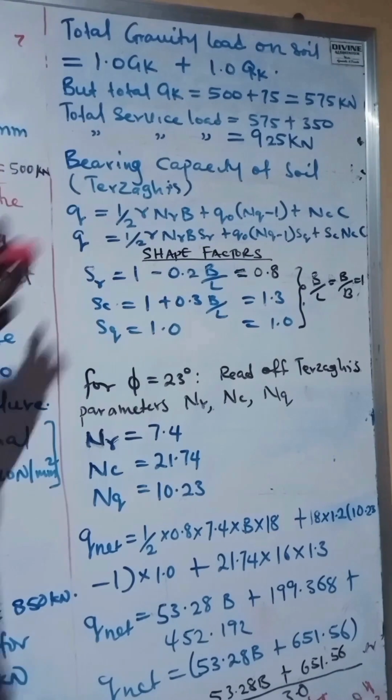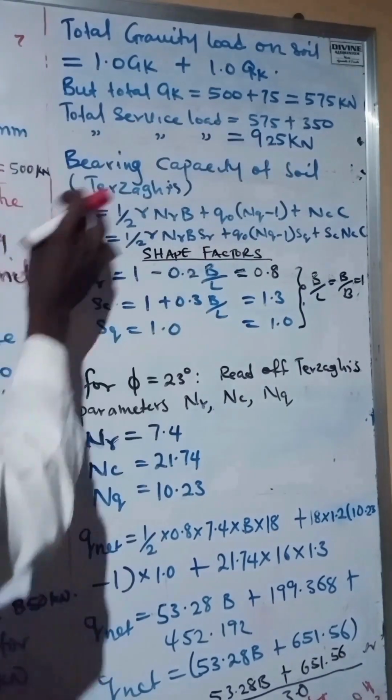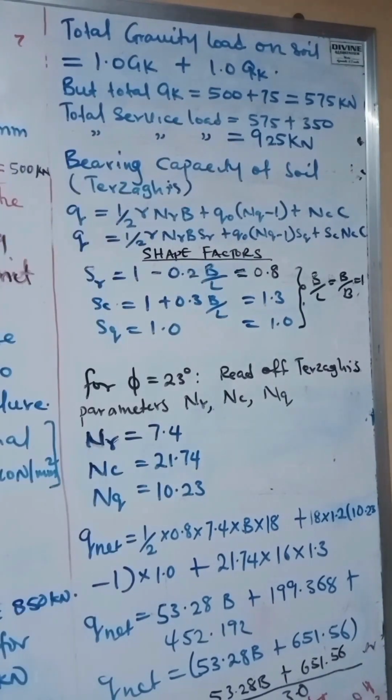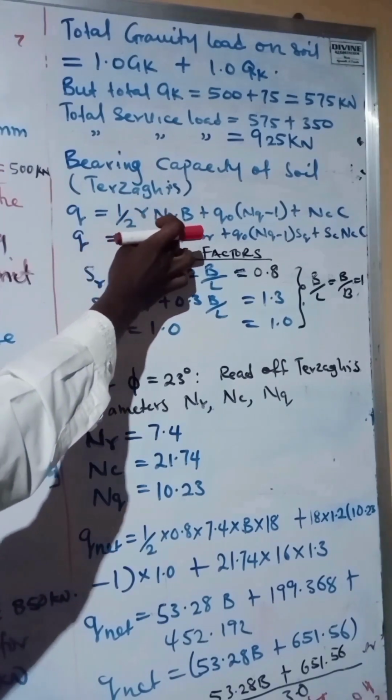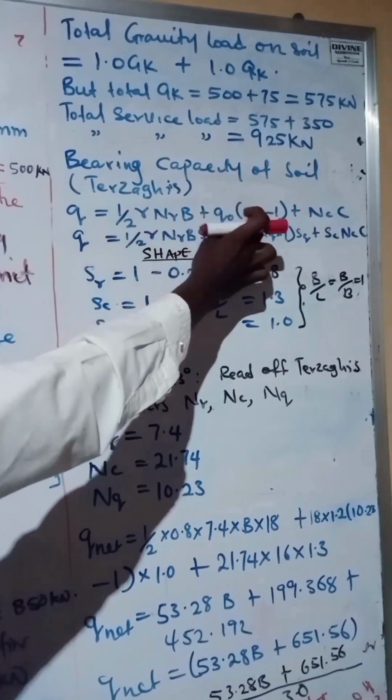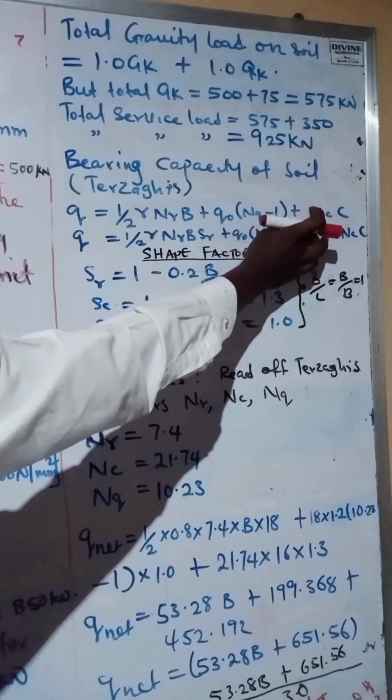Now, we've gotten our total service load to be 925. Now let's look for the bearing capacity of this soil. That is the next stage of the design. Now, how do we obtain the bearing capacity of the soil? We're going to make use of Terzaghi's bearing capacity equation. And we have the general equation for Terzaghi's bearing capacity to be q = 1/2 γ N_γ B + q₀ (N_q − 1) + N_c c.